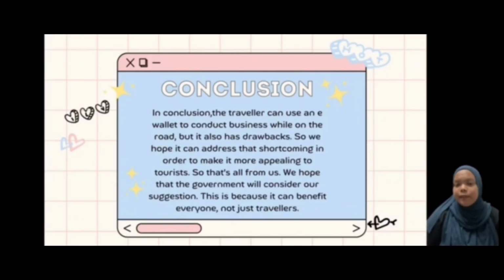The last part is the conclusion. In conclusion, the traveler can use an e-wallet to conduct business while on the road, but it also has drawbacks. We hope the shortcomings can be addressed to make it easier for tourists. So that's all from us. We hope that the government will consider our suggestions. This is because it can benefit everyone, not only travelers.